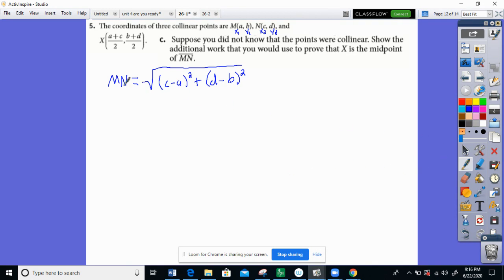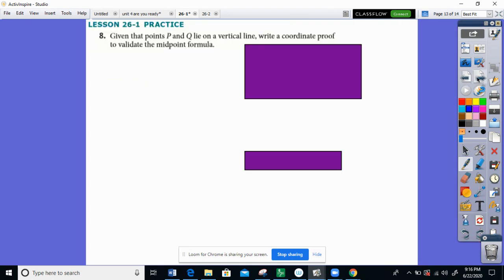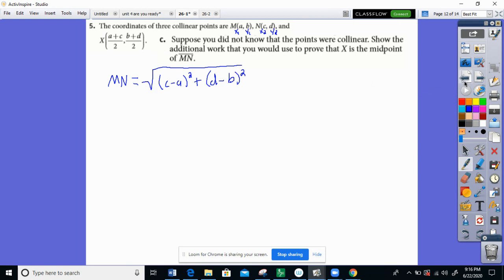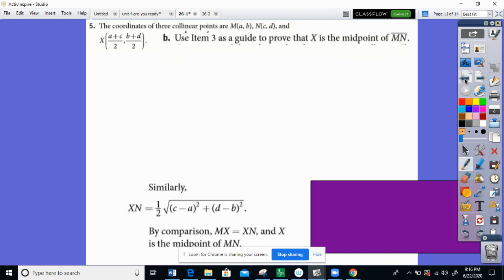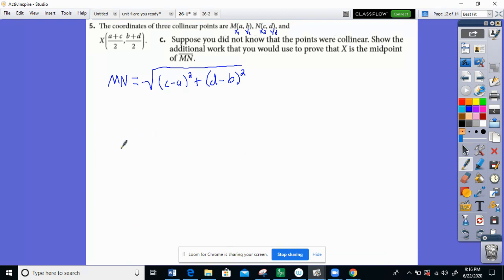Well, if we just compare this to what we had for xn, xn is the same thing as what we got for mn, it just doesn't have the 1/2 in front. Same thing when we compare the length of segment mn and the length of segment mx. This is the length of segment mn, but mx is half. So what we've shown is that the length of segment mx is half the length of segment mn, and the length of segment xn is exactly half of the length of segment mn also.